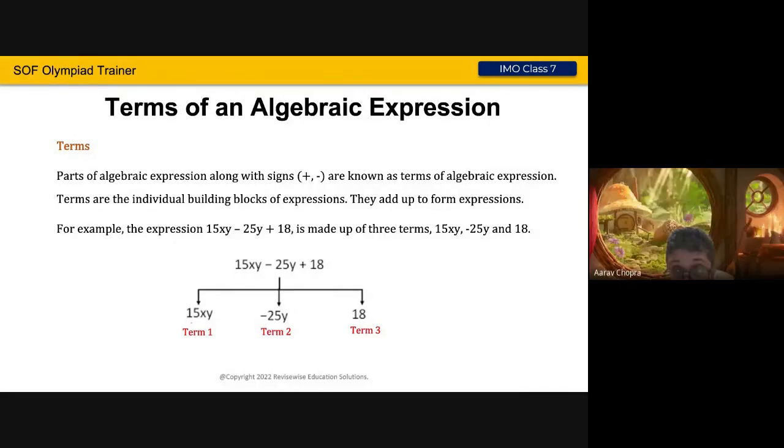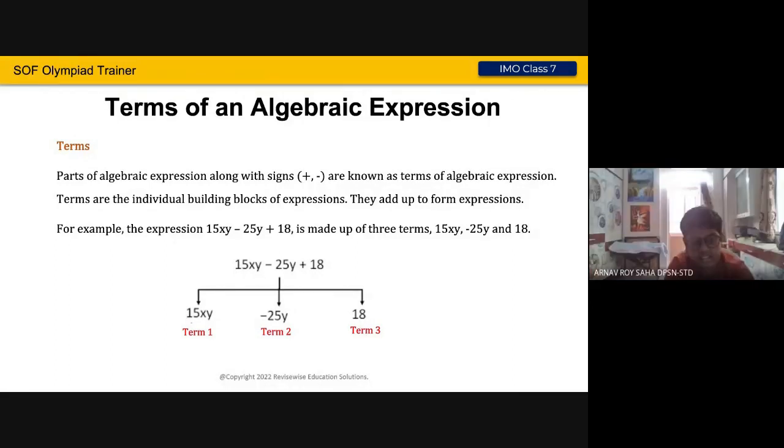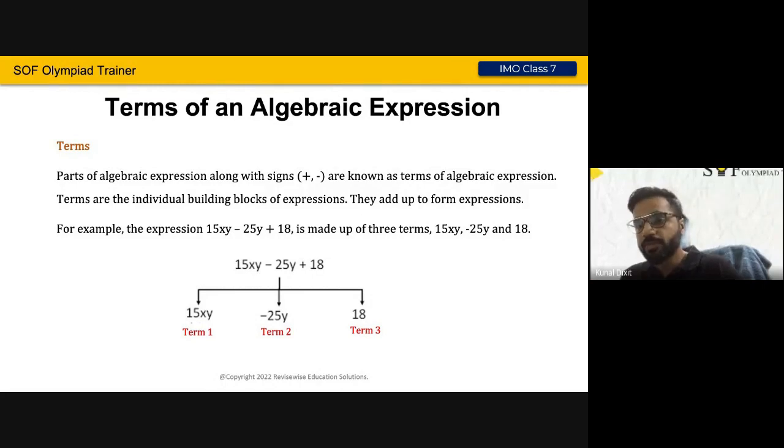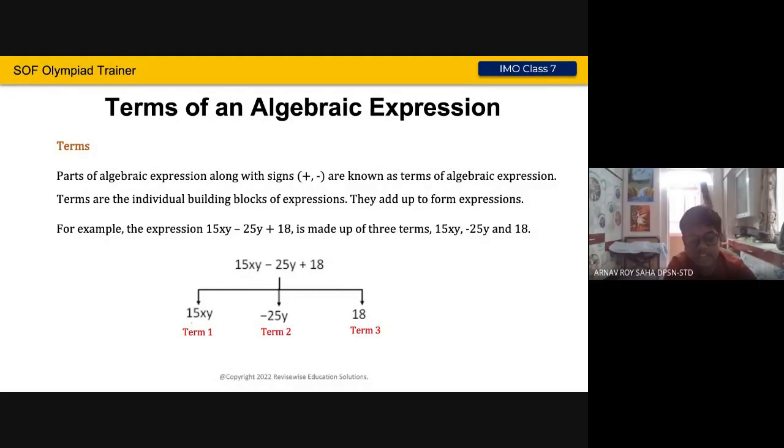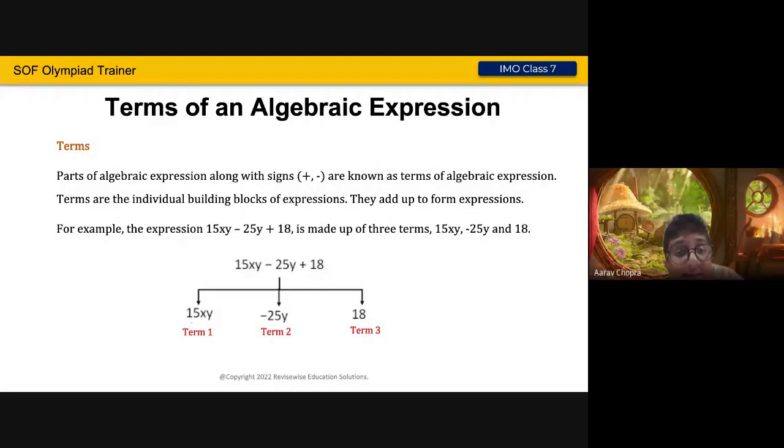Now, for the first term, what is the variable? x and y. Are x and y both variables, or is y the variable and x the coefficient, or something like that? Yes, sir, x is the variable, and y is the literal coefficient. Sir, if it is not the last part of the term, any part can be a coefficient.